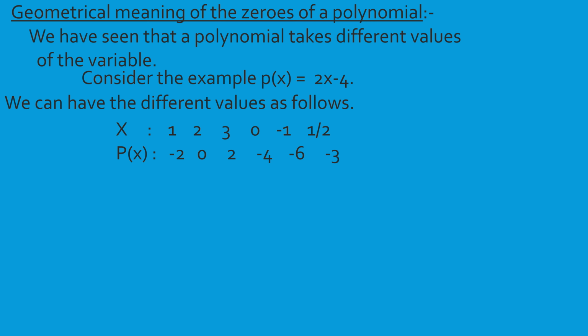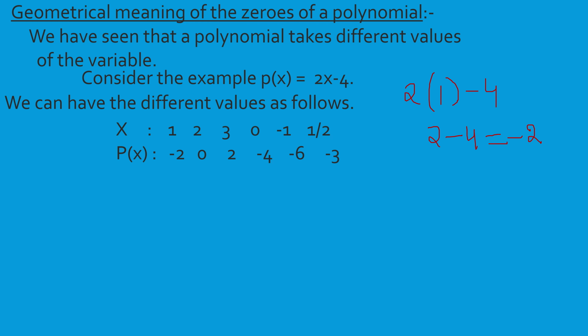Now if we take x as 1, or if we substitute the value minus 2, if you see it on the screen, after substituting the value, what is the value we are getting here? So substituting x as 1, we get 2 into 1, 2 minus 4, which is minus 2.